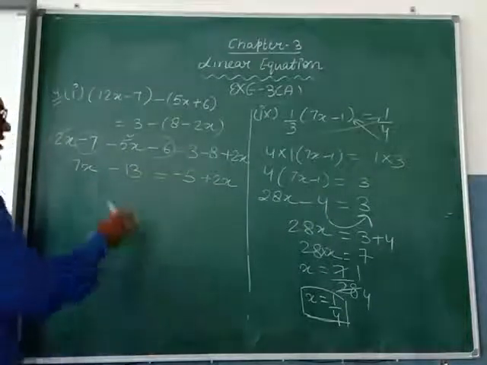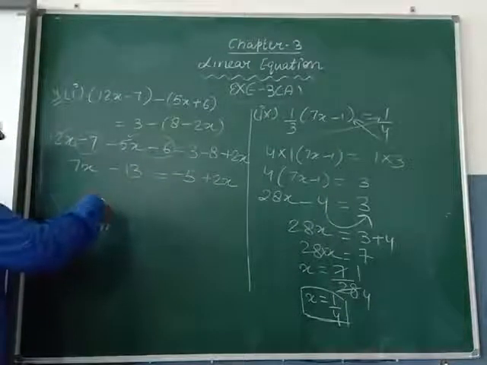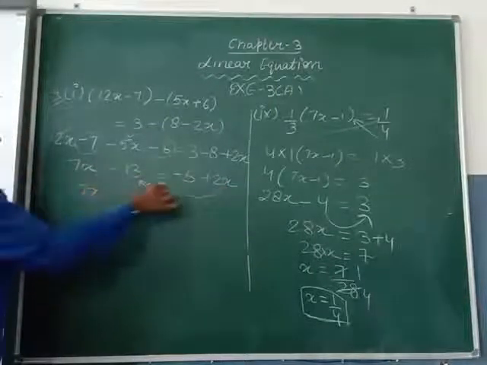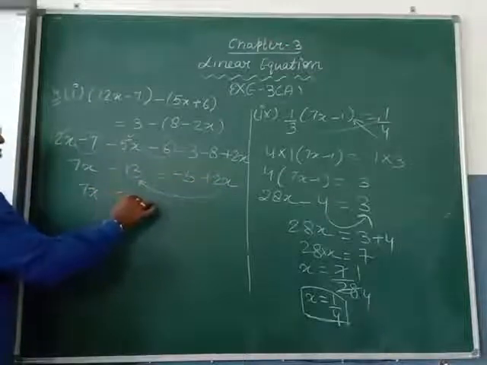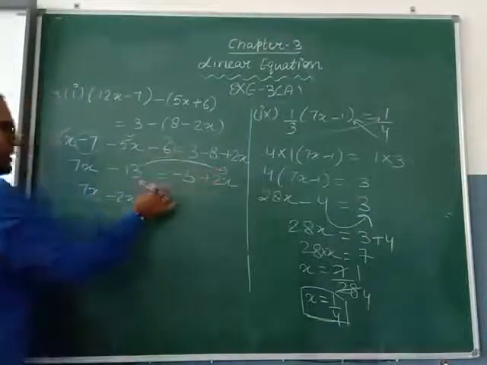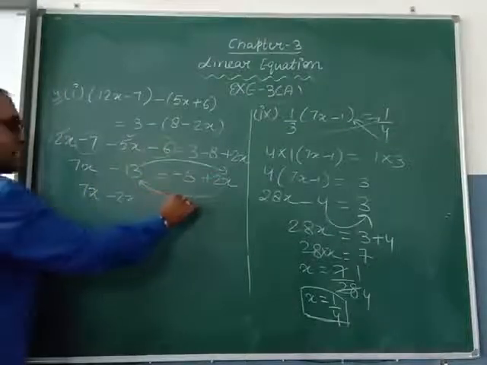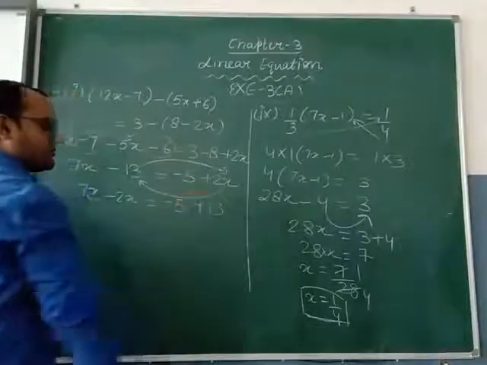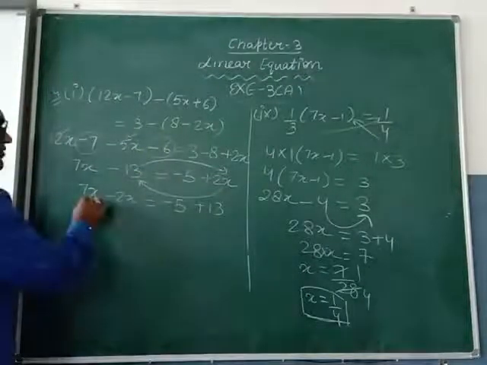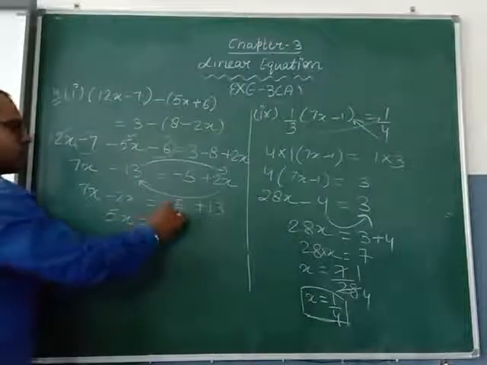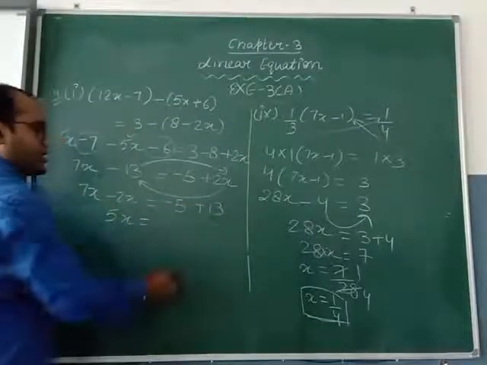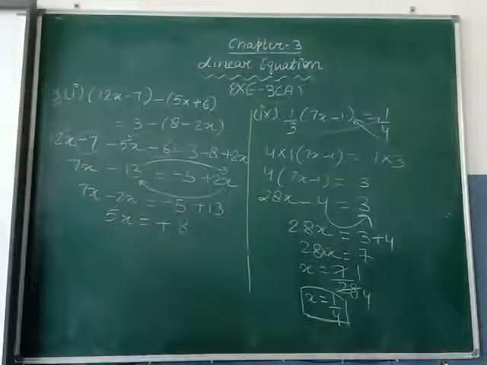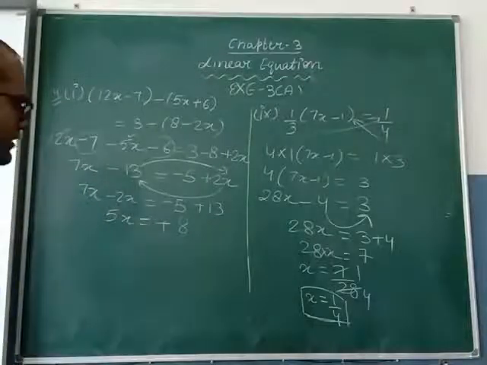Now x terms we will take on the left hand side and constant terms we will take on the right hand side. So 2x we will bring here. 7x plus 2x will be written as minus 2x. 13 will come here. Equal as it is. Minus 5 also as it is. Minus 13, when it goes to that side, will become plus 13. Now 7x minus 2x is 5x. Minus 5 plus 13, the answer will be plus 8. No need to put this plus sign in the beginning.